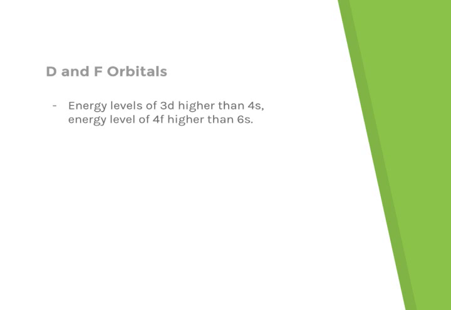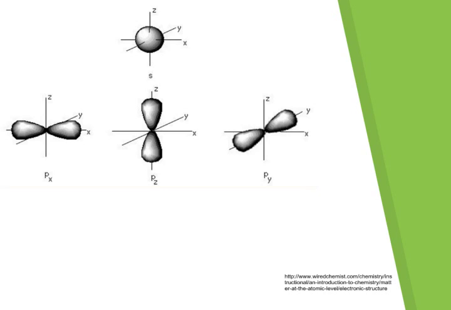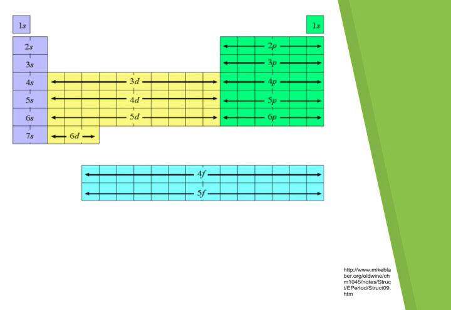Some of you may have noticed this. If we look back at the table, you will see that the energy level of 3d is higher than 4s, and the energy level of 4f is higher than 6s. So if you look back at the table, right here, you can see that right after 4s, we go immediately to 3d, which doesn't make sense. Why aren't we going to 4d? If we're going from 2s to 2p, then why aren't we going from 4s to 4d to 4p? That's because 4s is at a lower energy level than 3d is.